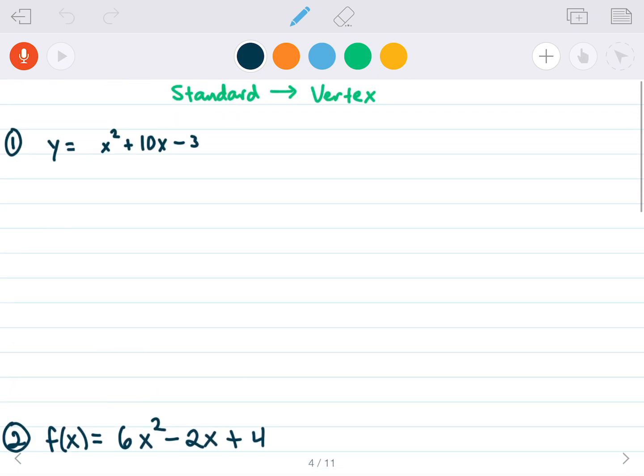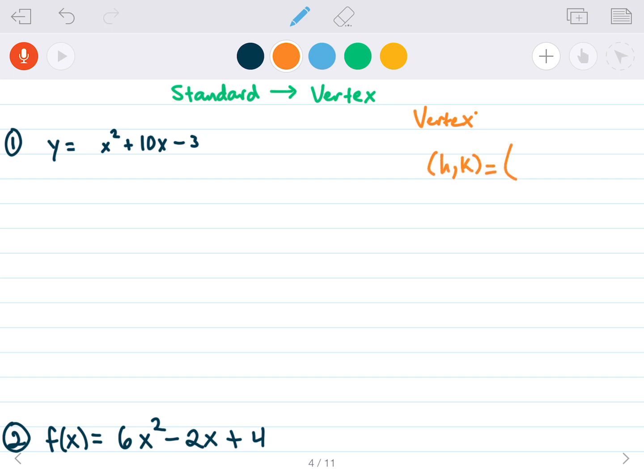What if we want to go from standard form to vertex form? So here's how we can do it. There's a little formula for it. The vertex of the parabola, if we're in standard form, the vertex h comma k is going to equal this.